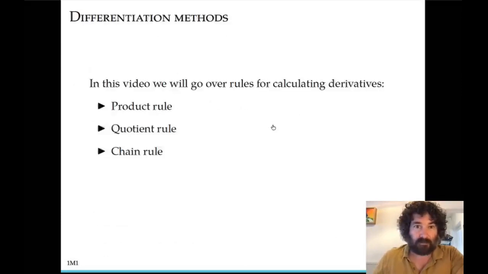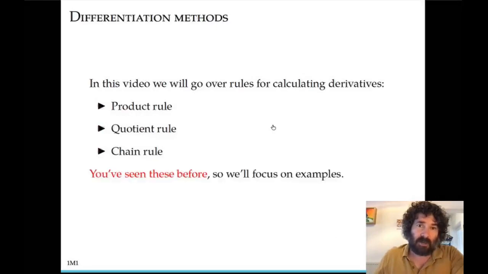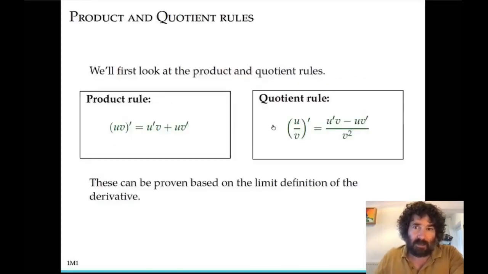Okay, so there are these three rules, product, quotient, and chain. As I think these are review for most people, I'm going to focus mostly on doing examples and showing you really how the rules work, how we can apply them in particular cases. And so we'll look first at the first two of the rules, which are sort of two sides of one coin, the product rule and the quotient rule. And so these are applied when we have either the product or quotient of two functions, and we want to take the derivative of that product or quotient.